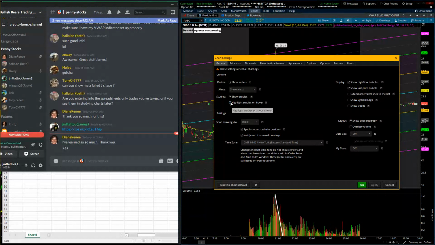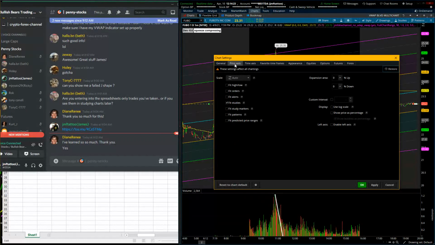And me personally, I have highlight studies on hover unchecked. So I have it turned off because it drives me crazy when I roll over everything and it changes colors, high and low. And then I go to price axis and I have it set to auto. So it auto sets the axis and I have everything turned off.